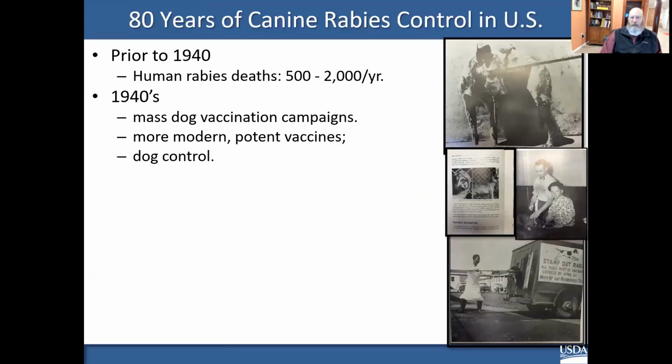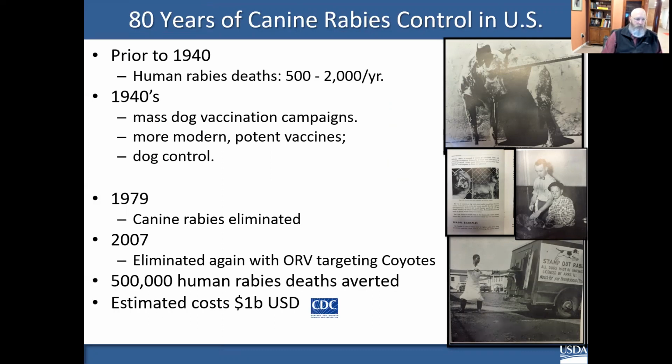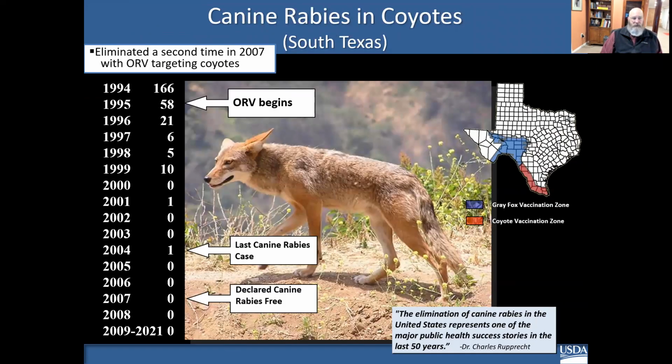Fortunately, in the United States and in Canada, we eliminated canine rabies due to mass dog vaccination campaigns, more modern, potent vaccines, and good dog control. It was eliminated in the United States in 1979, and then we had to re-eliminate it in 2007 after canine rabies got into the coyote population in Texas. And that was a real success story, or remains a success story, where the last canine rabies case we had in the United States was in 2004, and we were declared canine rabies free in 2007.